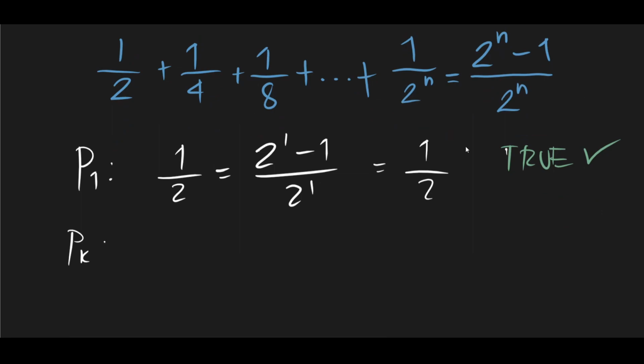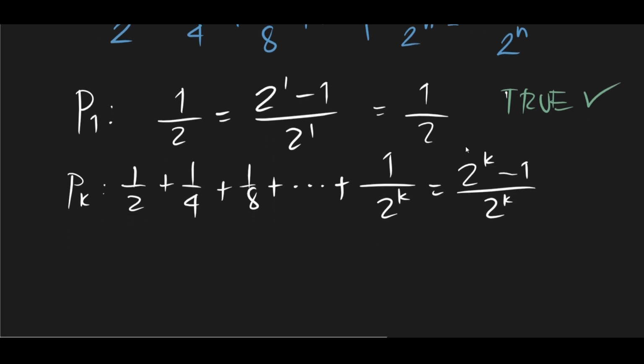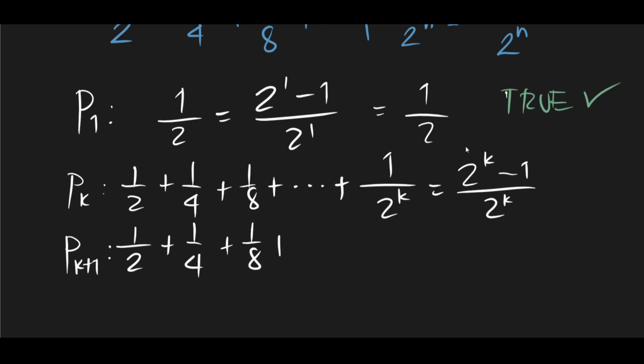Again, we write Pk. So 1/2 plus 1 over 4 plus 1 over 8 plus dot dot dot plus 1 over 2 raised to k is equal to (2 raised to k minus 1) all over 2 raised to k. And also, we write our Pk plus 1 so that we know what we're aiming for in the next steps. 1/2 plus 1 over 4 plus 1 over 8 plus dot dot dot plus 1 over 2 raised to k plus 1 is equal to (2 raised to k plus 1 minus 1) all over 2 raised to k plus 1.